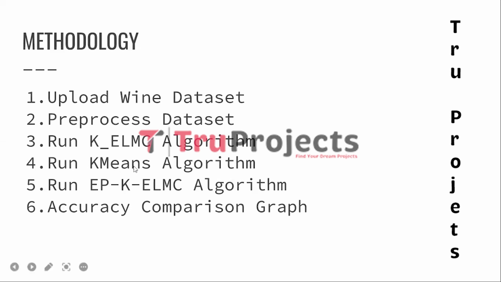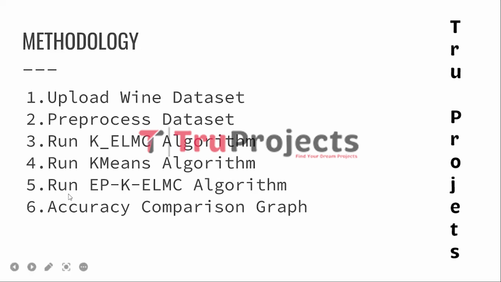And the fourth module is Run K-means algorithm. In this module, the traditional K-means algorithm is applied to the pre-processed wine dataset. The K-means algorithm aims to partition the dataset into a predetermined number of clusters. It iteratively updates the cluster center by minimizing the within cluster sum of squares.